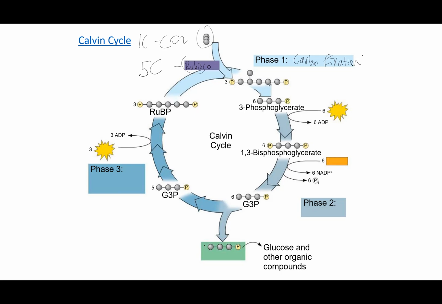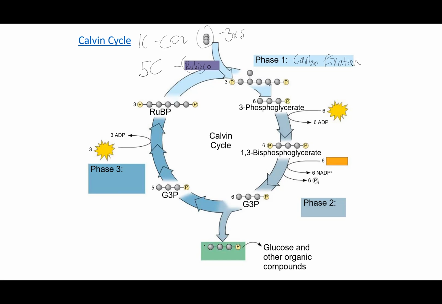So we're fixing it. You've probably heard of nitrogen fixation. There are bacteria that can take nitrogen out of the air and make it into a usable form. This is the same idea. We're taking carbon out of the air and making it into a useful organic carbohydrate molecule. This is going to happen with the Calvin cycle 3 times.